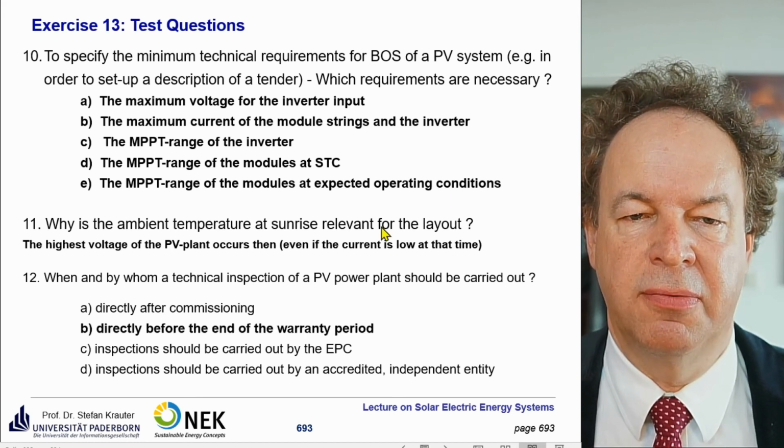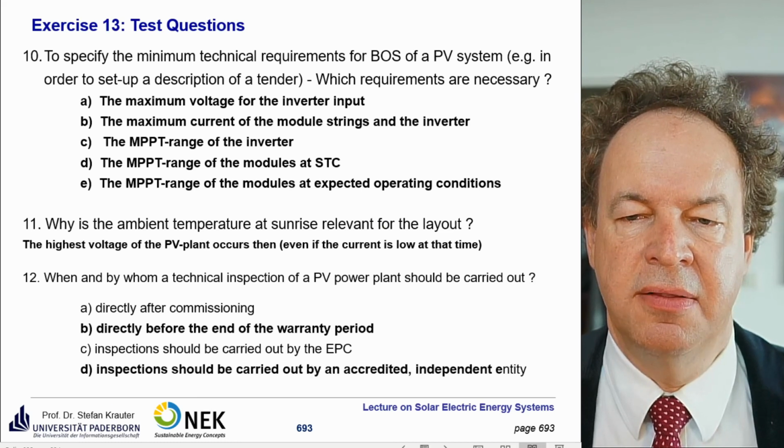So B was correct, C was wrong, and D is correct also.